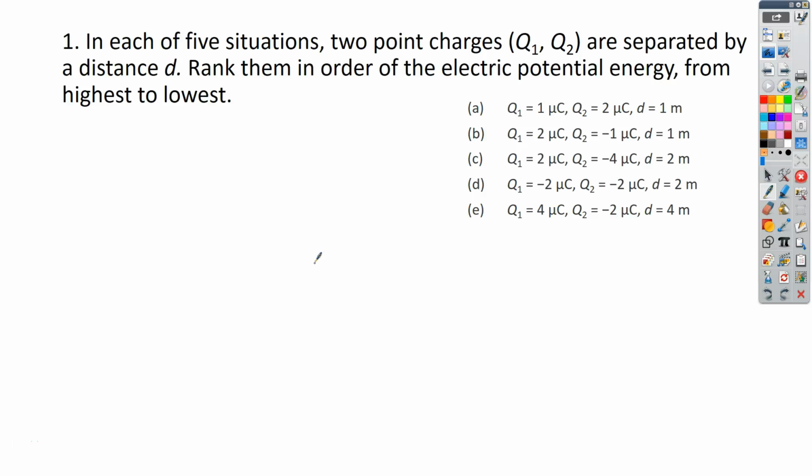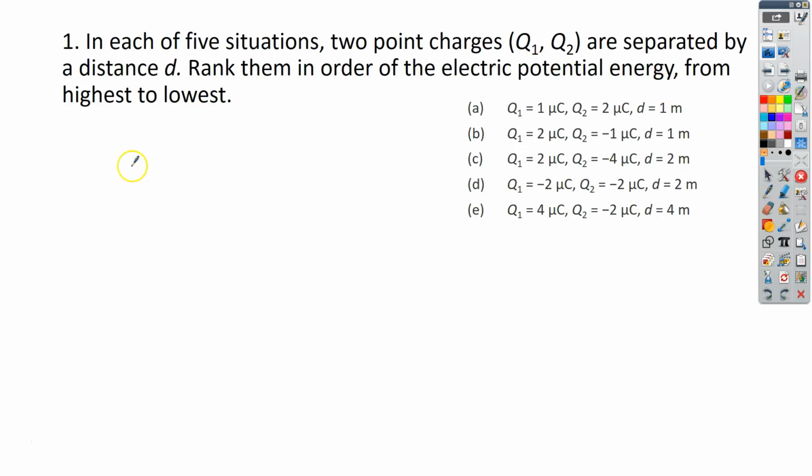For this first one, it says that in each of 5 situations, you have 2-point charges. So here are the 2 charges in each one of the situations, and they're separated by a distance, and they give you that distance for each one. They want us to rank the order of electric potential energy from highest to lowest.